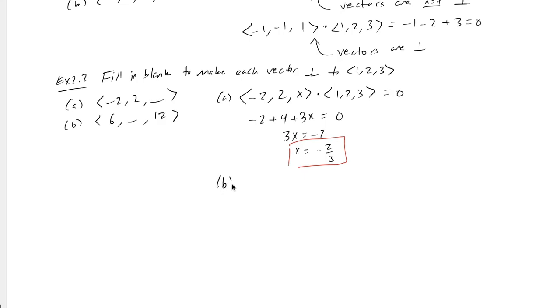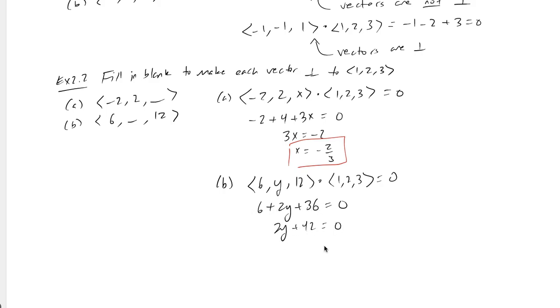All right, so part B, we want to find the y coordinate such that these vectors are perpendicular. So 6 times 1, 2 times y, 3 times 12. Sum of all those things equals 0. So we get 2y plus 42 equals 0. So -42 equals 2y. So y is -21.